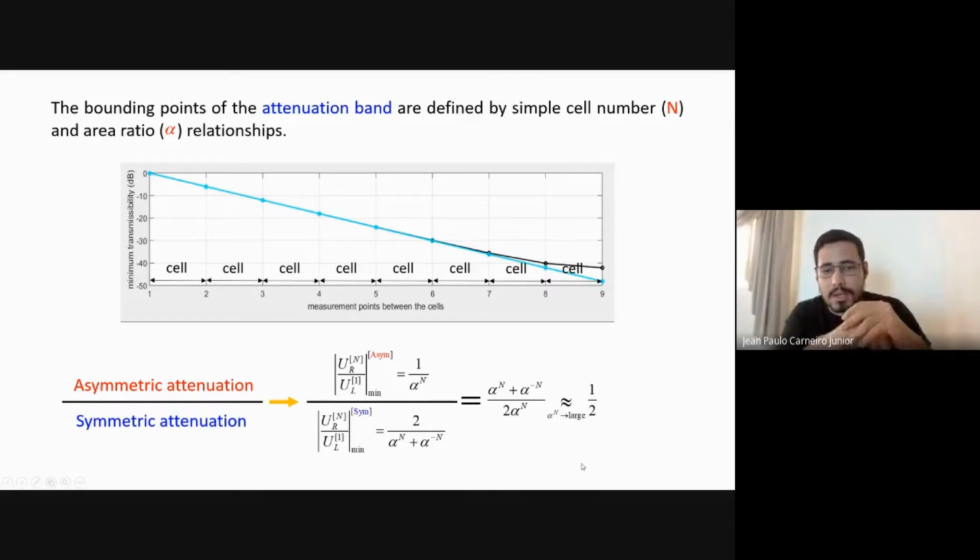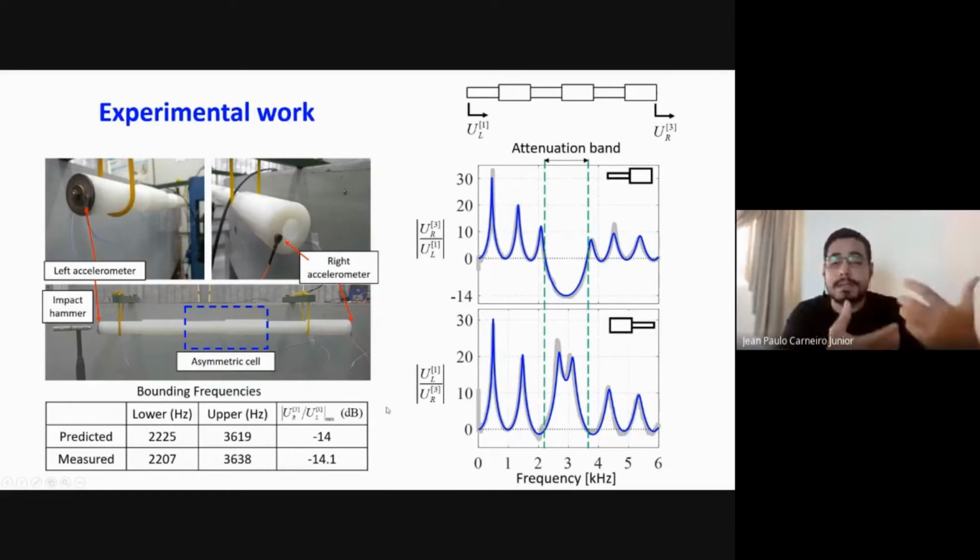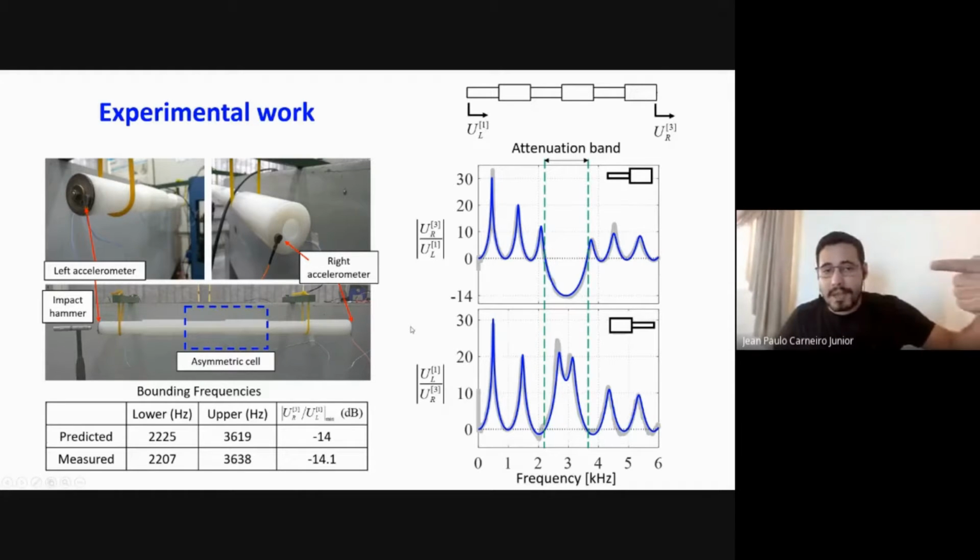So this is where it comes from, okay? We can also provide some experimental works to see this behavior. So here we have 3 asymmetrical periodic cells in a nylon rod. We first excited from the left-hand side, so UL, and we look for the transmissibility excited in this direction.